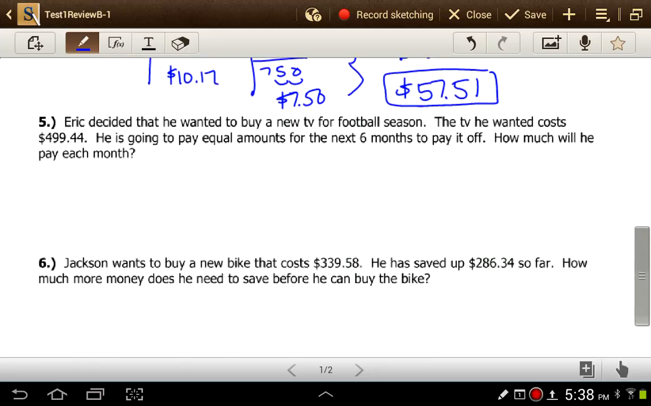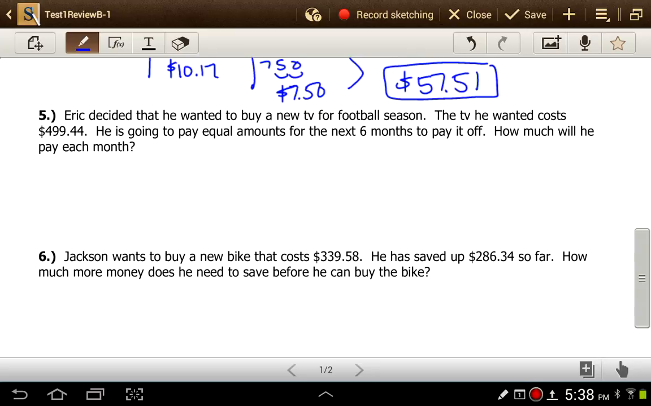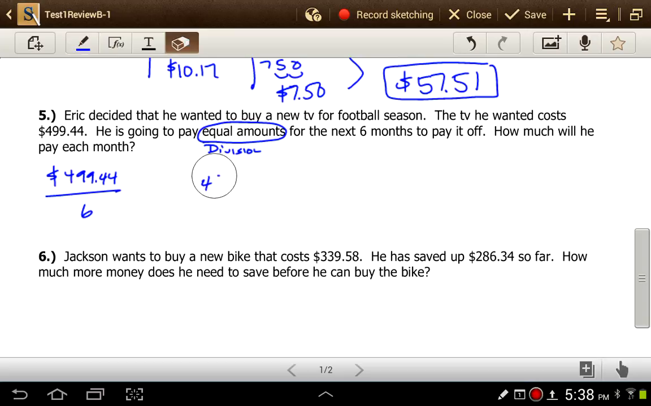Alright, number 5. Here I'm buying a TV. It costs $499.44, and I'm going to pay equal payments. Well, since I'm going to pay equal payments, that's division. Anytime you're going to break stuff up into equal payments, that's division. So I'm going to do $499.44 divided by 6. Top in, bottom out. I'll move this up a little bit. So I'm going to do $499.44 and divide that by 6.